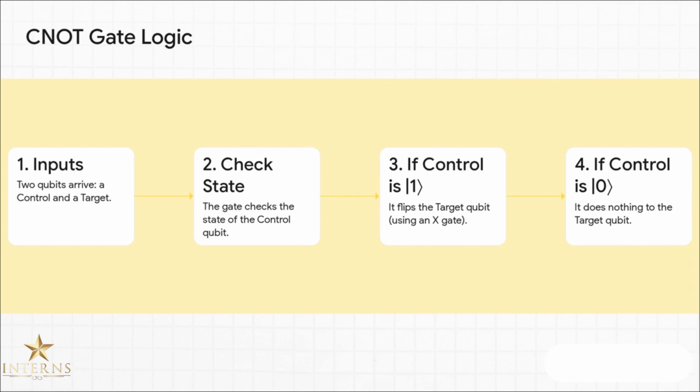If and only if that control qubit is in the 1 state, it then performs an X gate, our little light switch flip, on the target qubit. If the control qubit is 0, it doesn't do a thing. It just lets the target pass on through unchanged.